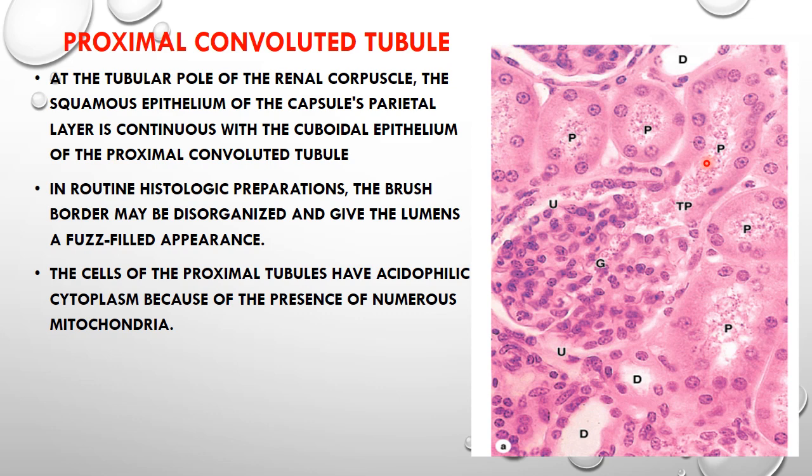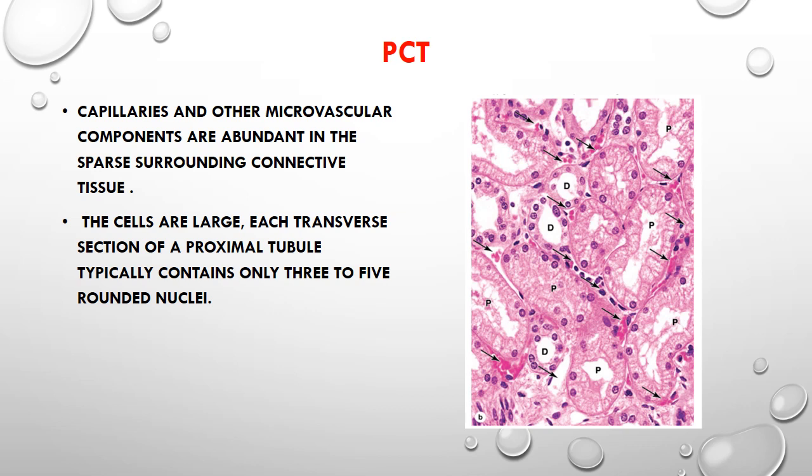The cells of the proximal tubule have numerous mitochondria, therefore they appear more acidophilic. The capillaries and the other microvasculature components are abundant in the surrounding connective tissue. The cells are large. Each transverse section of the proximal tubule typically contains 3 to 5 rounded nuclei.